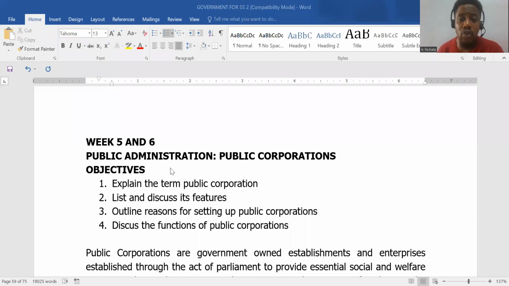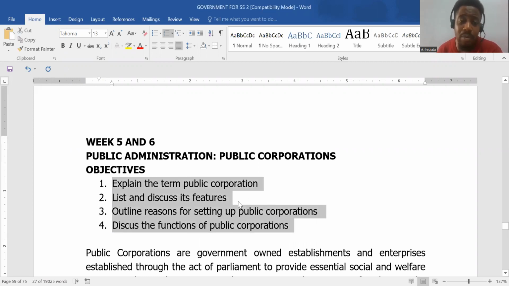So today we're going to look at public corporation. Remember, under public administration, we're treating the civil service and public corporation. So let's look at some of the objectives we're going to achieve. We're going to explain the term public corporation, list and discuss its features. We're going to look at the reasons for setting up public corporation and what they do?